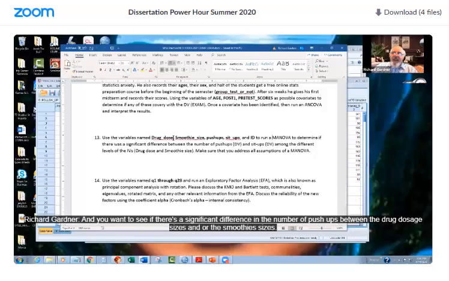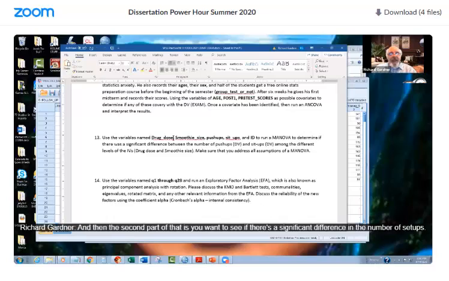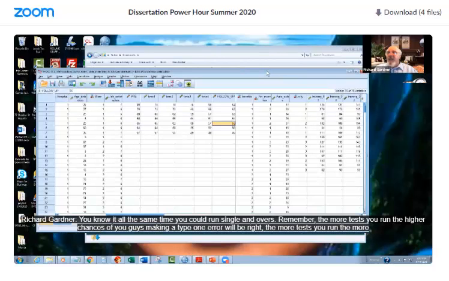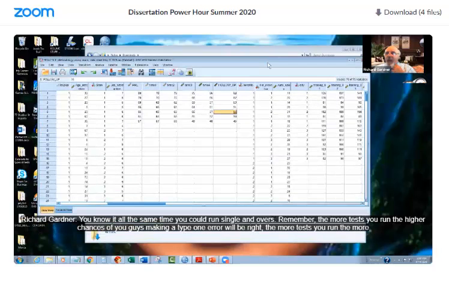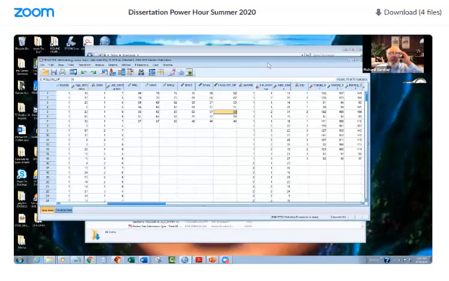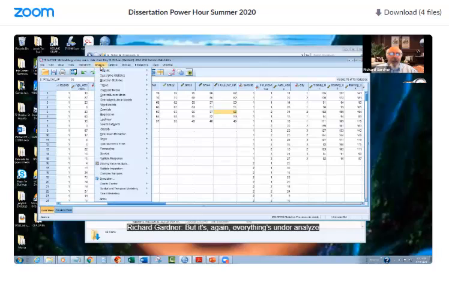And you want to see if there's a significant difference in the number of push-ups between the drug dosage sizes and or the smoothie sizes. And then the second part of that is you want to see if there's a significant difference in the number of sit-ups between the drug dose sizes and the smoothie sizes. Okay, so there's a lot of math in there. And the beauty about running a MANOVA is you can do it all at the same time. You could run single ANOVAs, but remember, the more tests you run, the higher the probability that you're going to make a type 1 error.